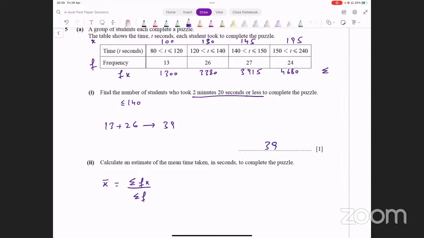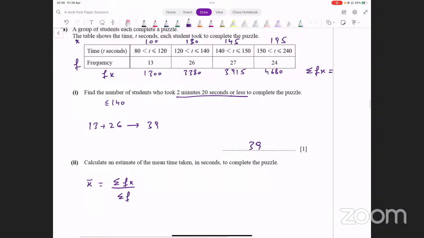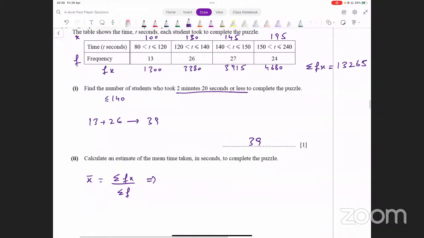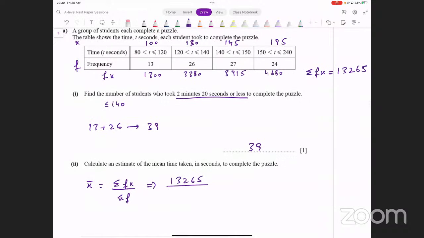अब आपने क्या करना है, इन सारे numbers को add कर लेना है. That is going to be sigma fx. Okay, add all of these numbers, 1300 plus 3380 plus 3915 plus 4680, and this is giving me 13265. This is sigma fx. All right, अब ये formula में जाके input कर दें, 13265 divided by sigma f, यानी सारी frequencies का sum.